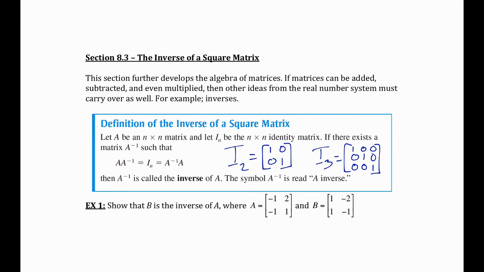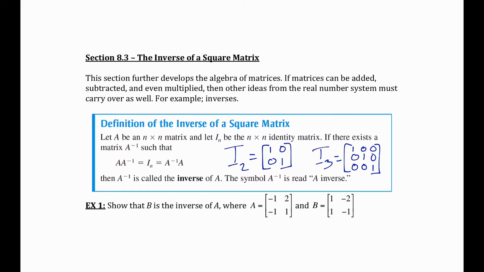Anyways, back to this definition here. It says, if there exists a matrix A inverse, such that A times A inverse equals the identity matrix, which is also equal to A inverse times A. Remember, we said in the previous section that matrix multiplication is not necessarily commutative, but it is when you're using a matrix and its inverse. The rest of it is just saying what I've said out loud. A inverse is called the inverse of A. The symbol A with the -1 in the exponent, we read as A inverse.